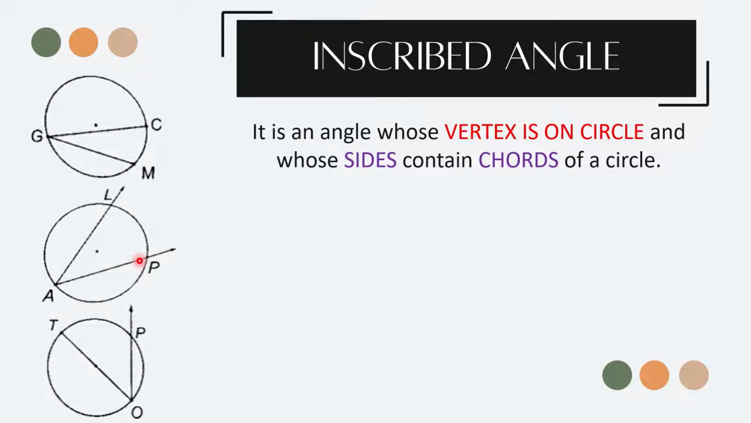Another example of an inscribed angle is angle TOP or POT. Likewise, its vertex O lies on a circle and the sides OT and OP contain chords of the circle. An arc that is in the interior of an inscribed angle whose endpoints are also endpoints of the angle are what we call intercepted arcs. So let's say we have here the inscribed angle CGM and its intercepted arc is arc CM. Okay, ito yung minor arc or yung arc na nasasakop ng opening ng ating inscribed angle.